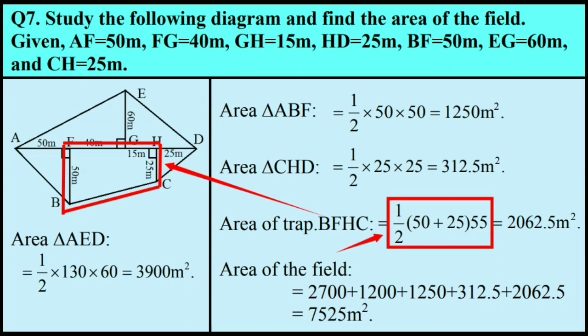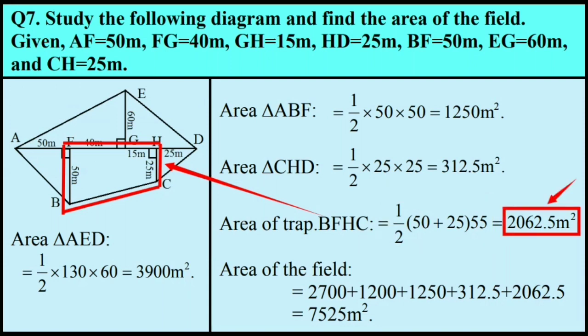Therefore, area of the trapezium BFHC using the formula half multiplied by sum of parallel sides multiplied by distance between the parallel sides is half multiplied by 50 plus 25 multiplied by 55, and the expression results in 2062.5 meters square. Therefore, area of the trapezium BFHC is equal to 2062.5 meters square.